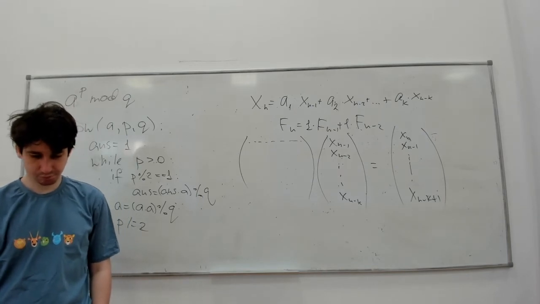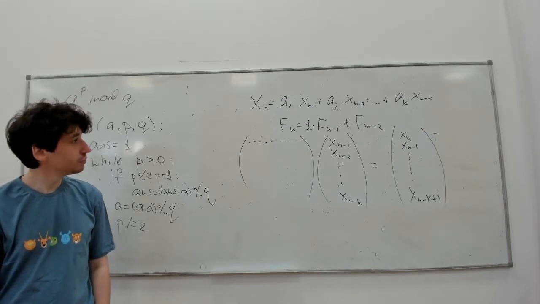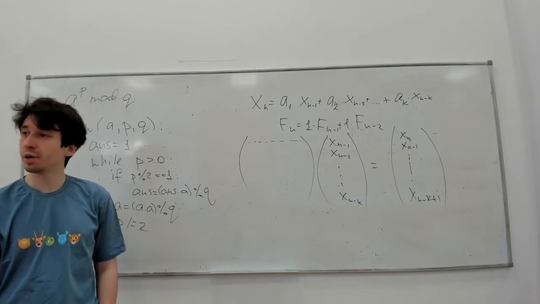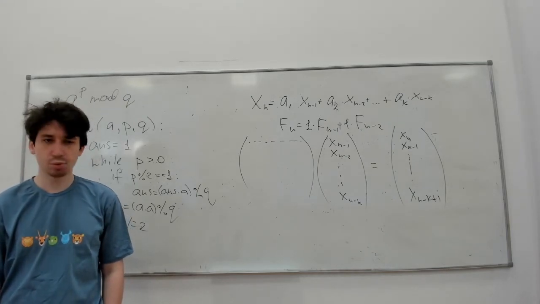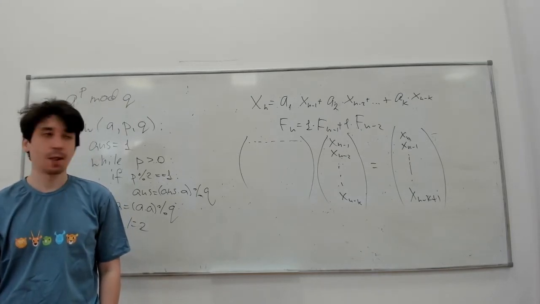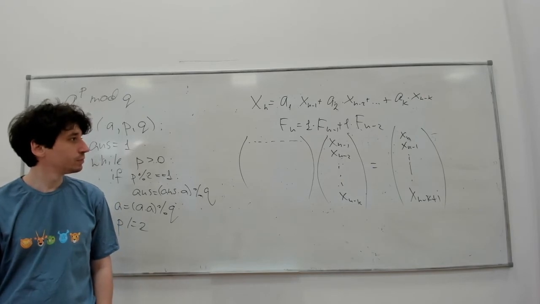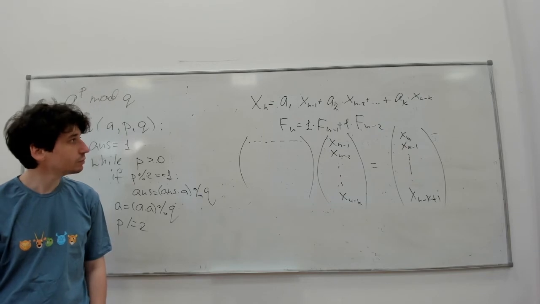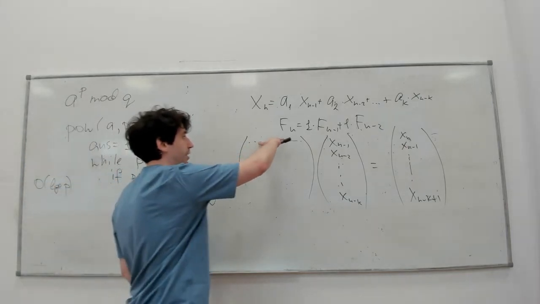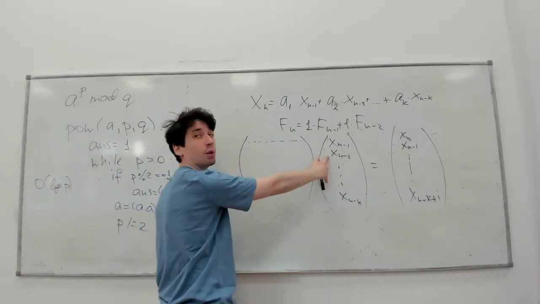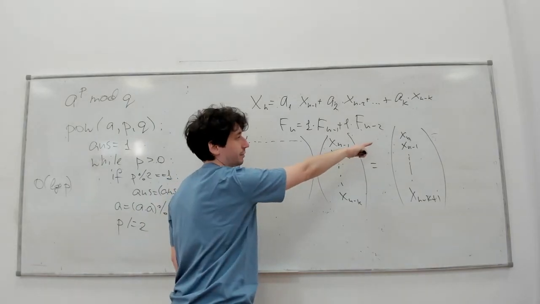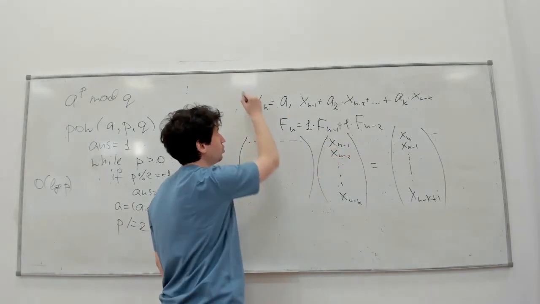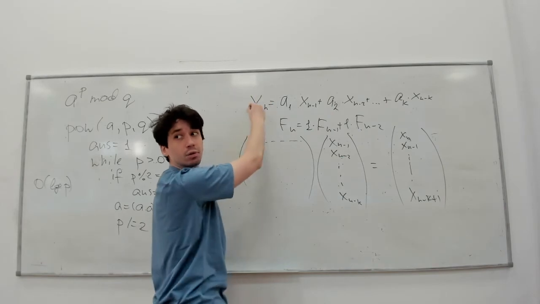xn plus 1. No, xn plus 1 is not here yet. It will be on the next step. So again, you want to multiply this row by this column and get xn. And you know this one. This one.